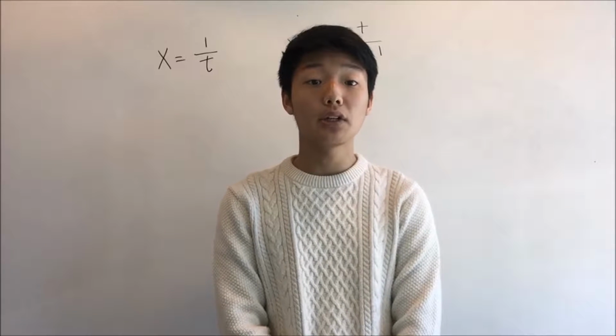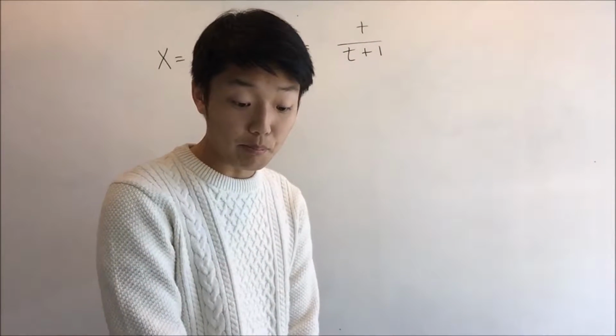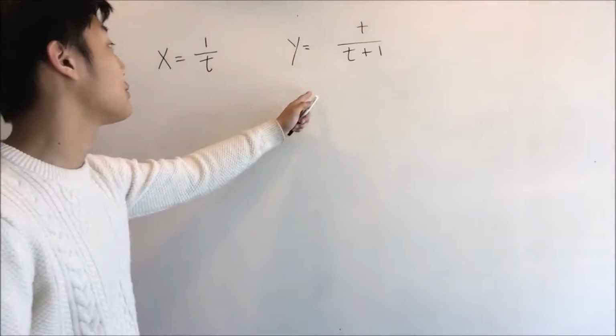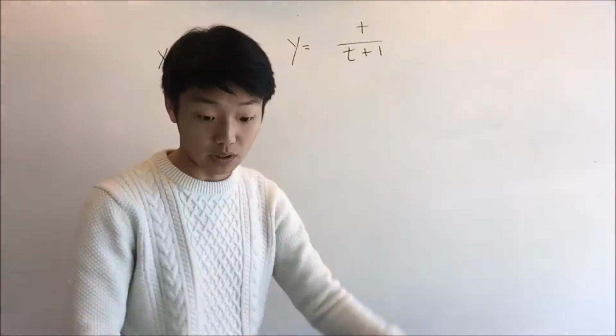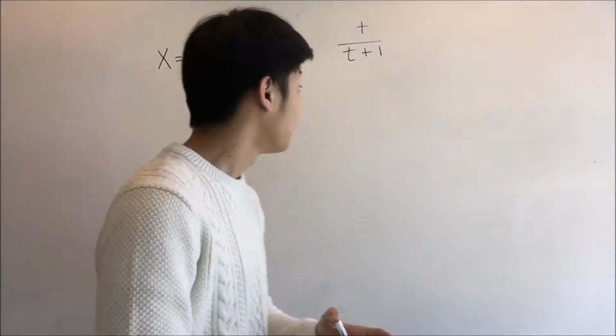Today we're going to talk about 1969 AP Calculus BC free multiple choice questions 1 through 5. Number 1 is the asymptote of the graph of the parametric equations x equals 1 over t, y equals t over t plus 1. So we have to find the asymptote.